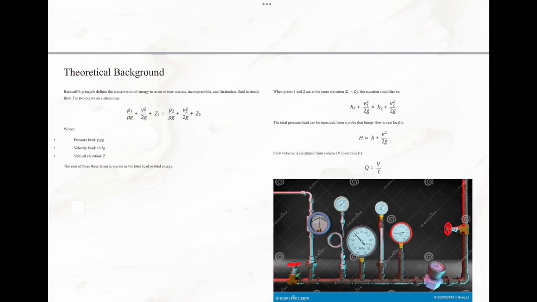Theoretical background. The Bernoulli equation is based on the conservation of energy for a steady, incompressible, non-viscous fluid. It combines three components: pressure head, which is P over rho g; velocity head, V squared over 2g; and elevation head, which is Z. These three terms add up to the total head, or total energy, of the fluid. In case both points are at the same elevation, the equation is simpler. We can measure the pressure head using a probe, and we calculate flow, velocity, and volume.